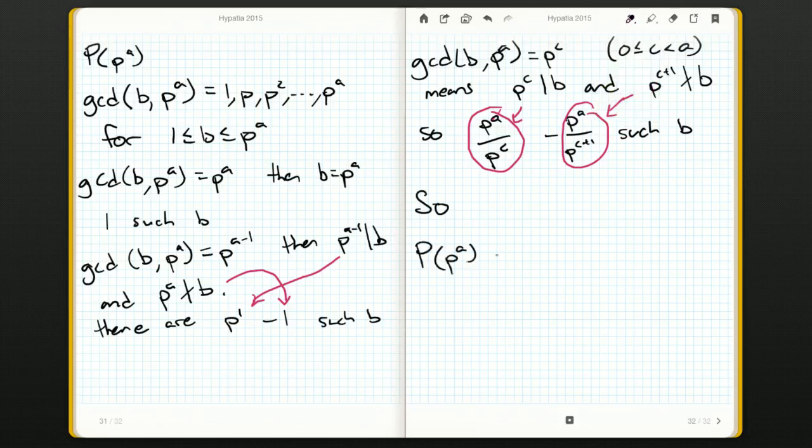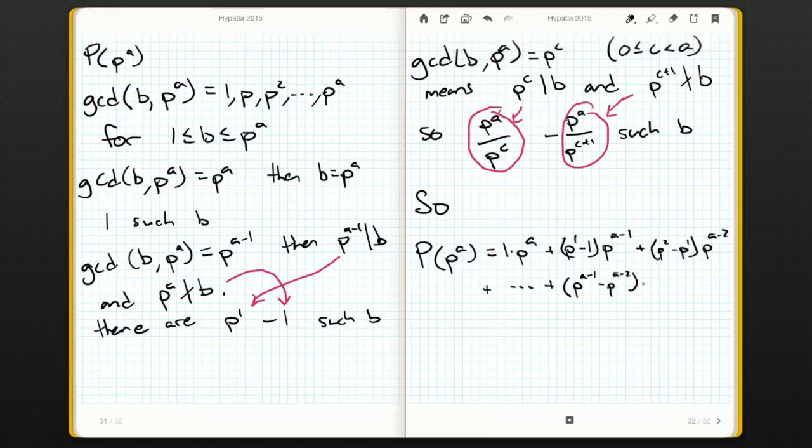So in general, P of p to the a is going to be one copy of p to the a, plus p to the 1 minus 1 copies of p to the a minus 1, plus p to the 2 minus p to the 1 copies of p to the a minus 2, all the way up to p to the a minus 1 minus p to the a minus 2 copies of p, and p to the a minus p to the a minus 1 GCDs of 1.